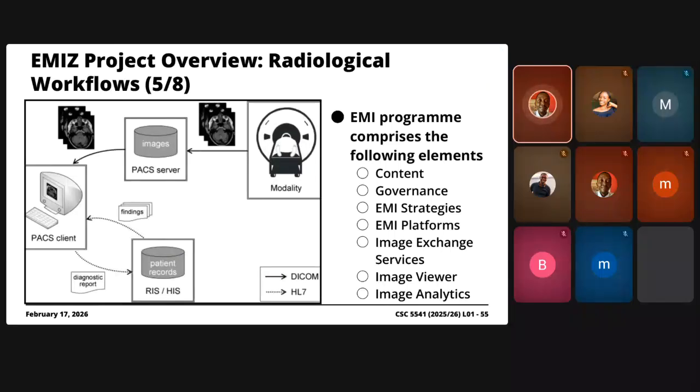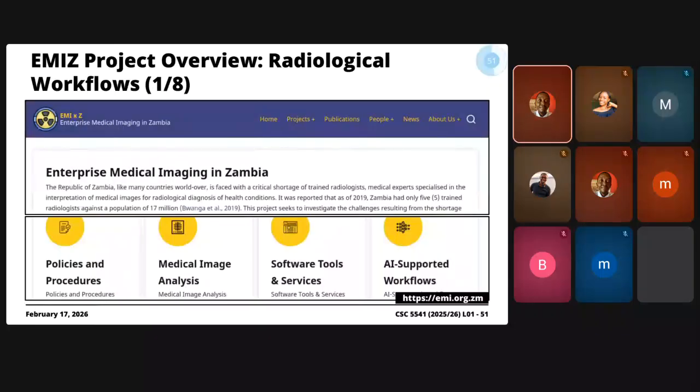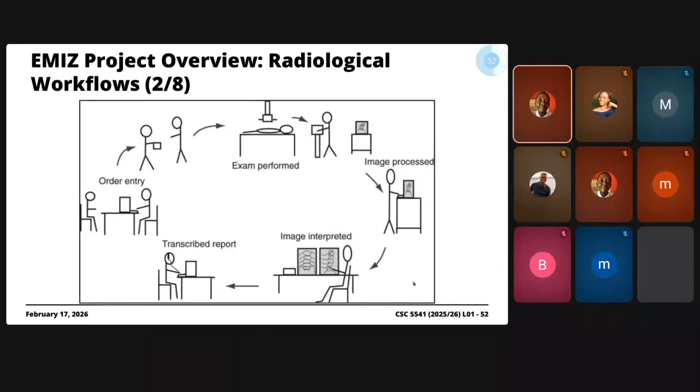Now, the goal of the project is not really to talk about or to look at health data and how it's managed. Far from that, right? The goal of the project is to make these radiological workflows in public health facilities more efficient and effective. Okay, so it's like the interpretation stage or the transcription stage where a report is being created. What can we do to reduce what's called the turnaround time, right?